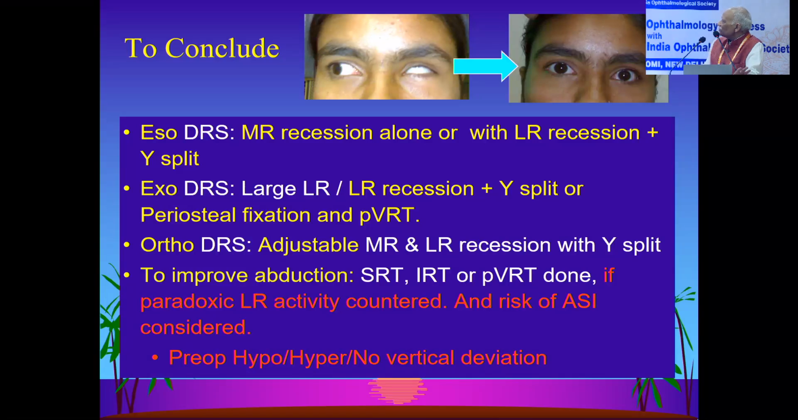Ortho DRS cases, do an adjustable MR and LR recession with Y split. And to improve abduction, which can only be done if the LR paradoxic activity has been already taken into account. The risk of ASI should be kept in mind. Don't want to handle the vertical recti in the presence of both MR and LR.